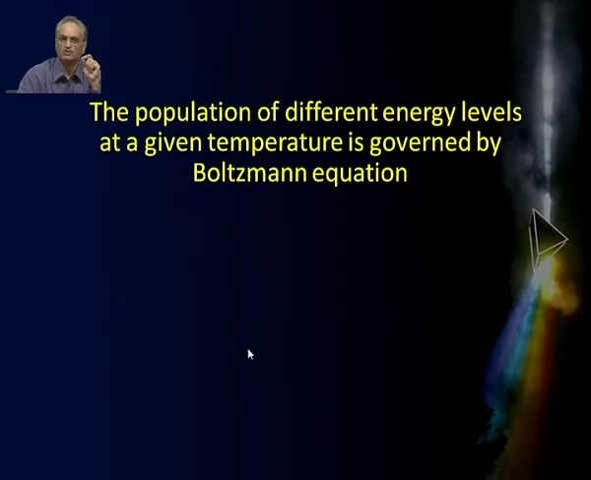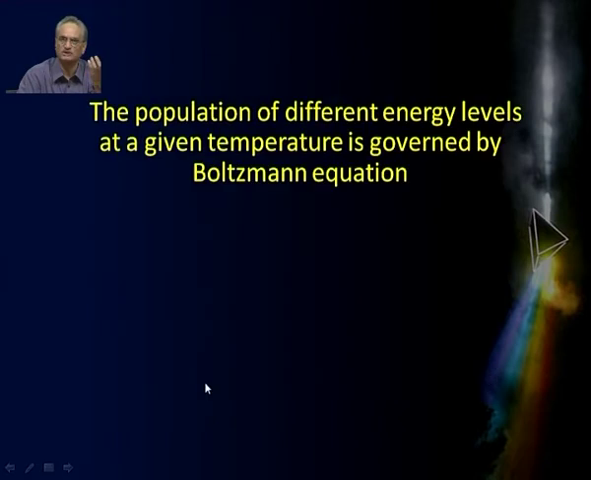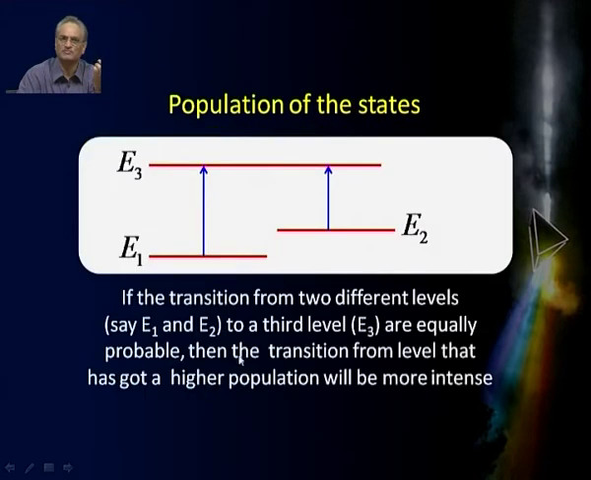Now, let me go back to my previous picture. Because there are E1, E2 states, let me assume my E0 state is somewhere here. From this E0 state, to this level, there is a certain delta E. For this one, delta E is larger.